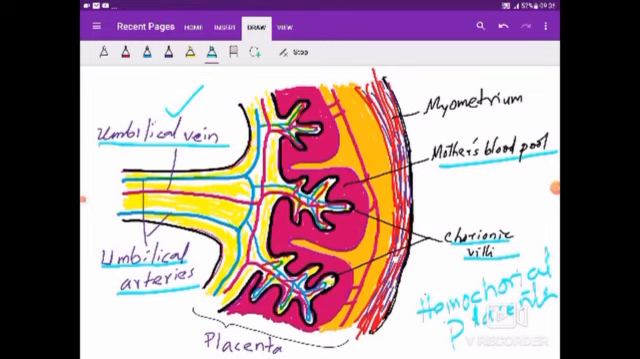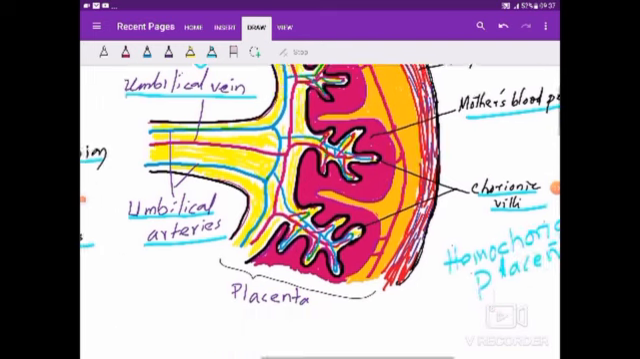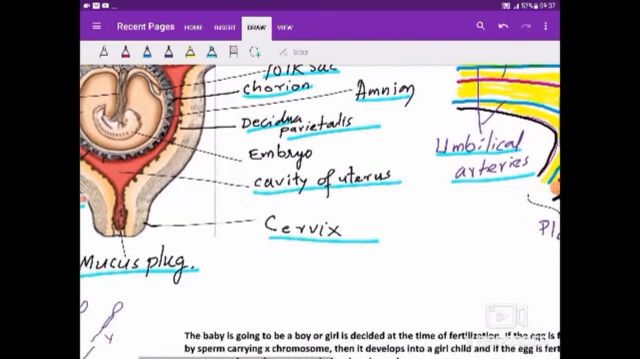The placenta also serves as an endocrine gland, and it secretes different hormones which help in maintaining the pregnancy, as well as the growth and development of mammary glands and the complete development of the fetus. Okay, now let us take up further points.